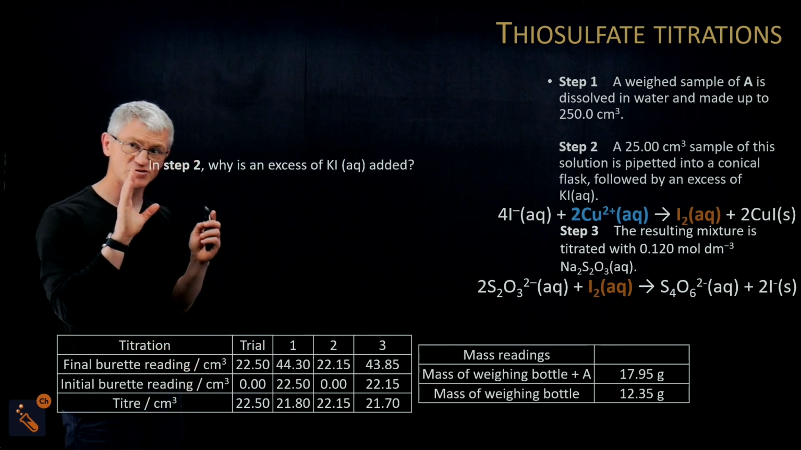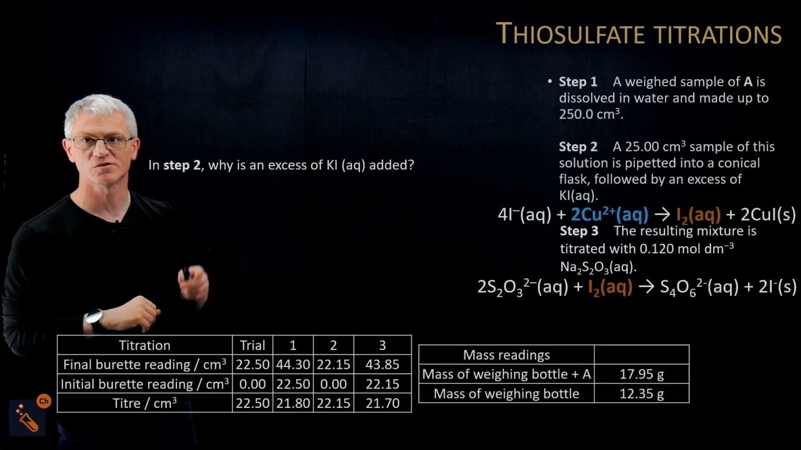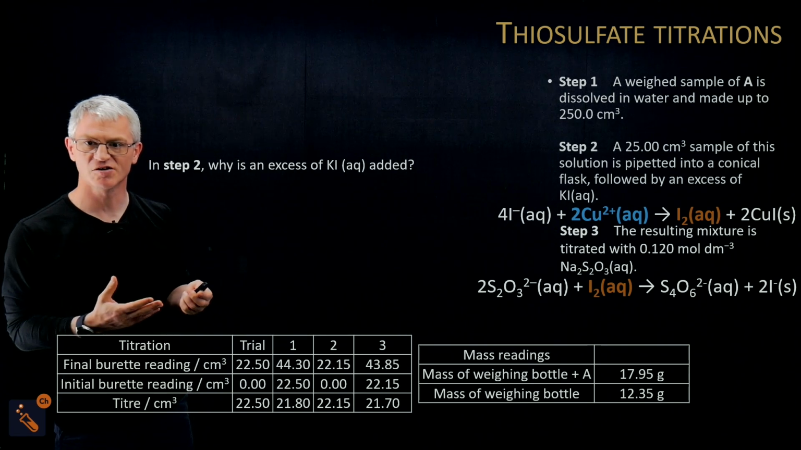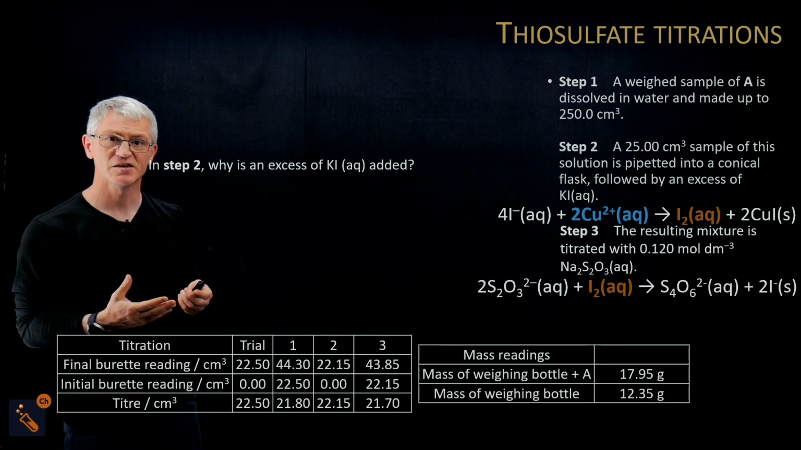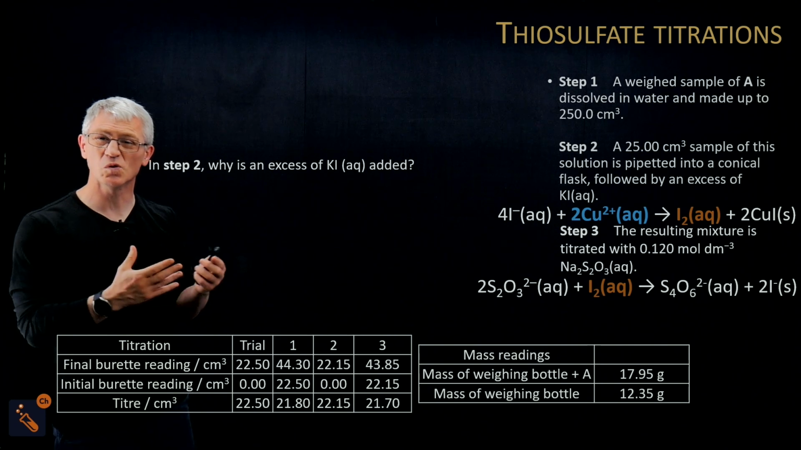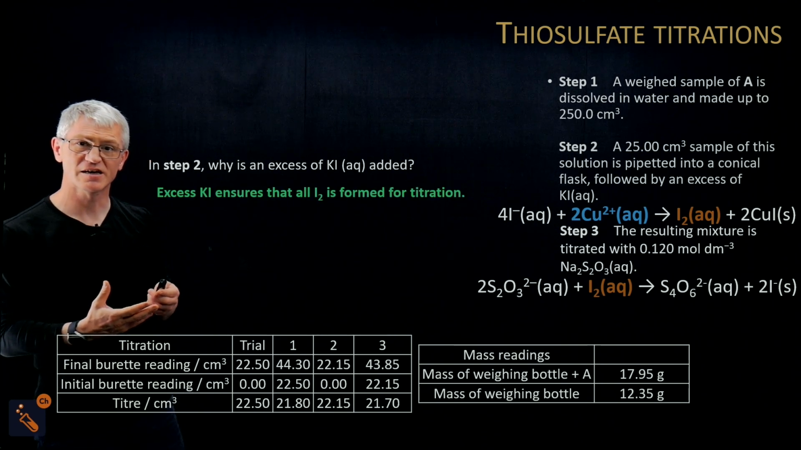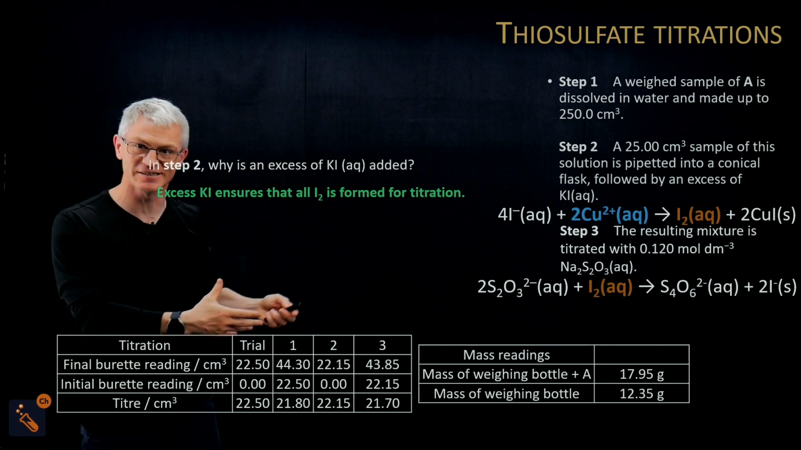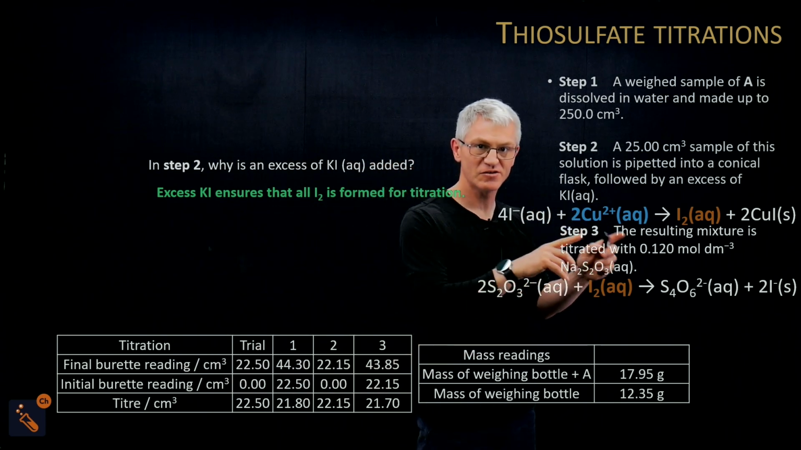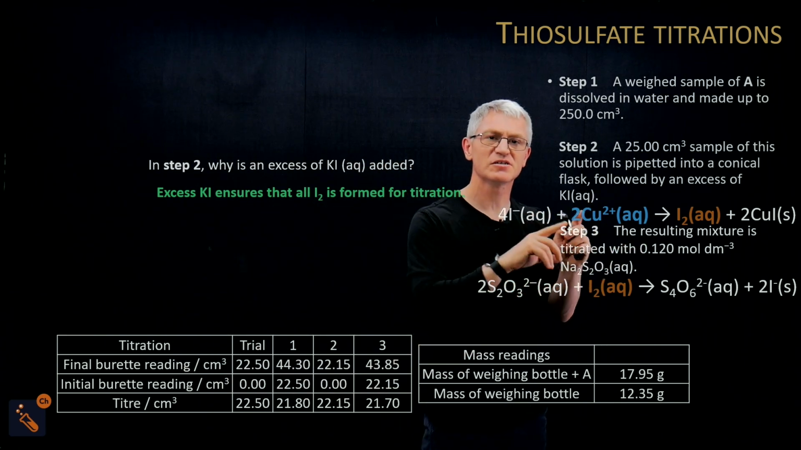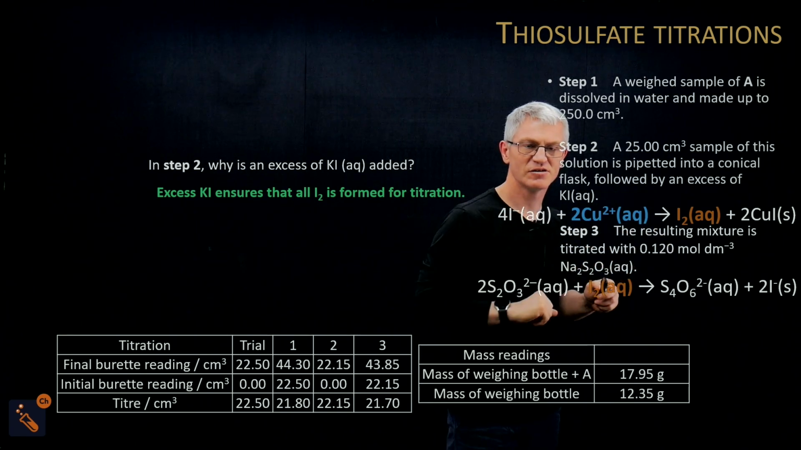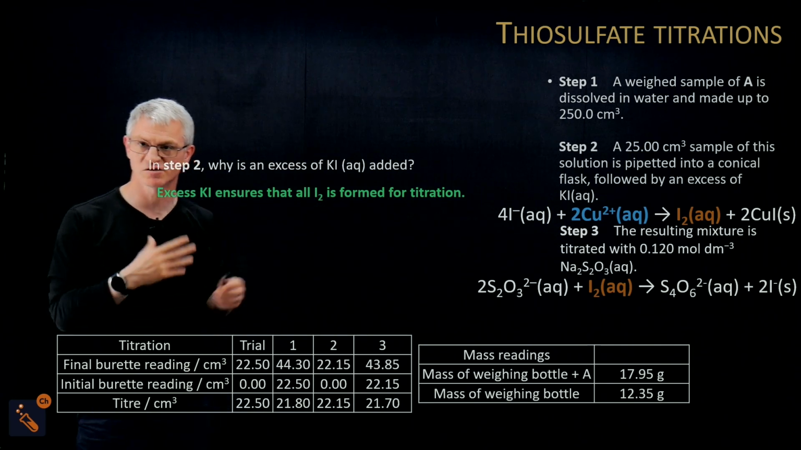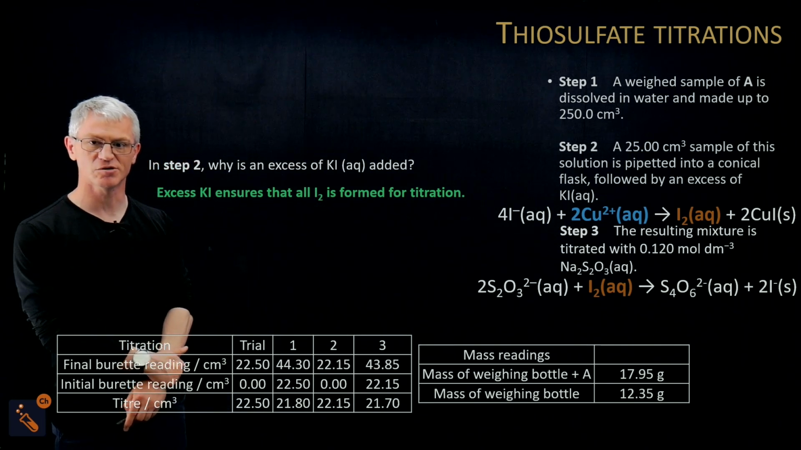So before we do that, let's do a question that was an actual exam question. In step 2, why is an excess of potassium iodide added? So you add an excess of potassium iodide. That means all the copper is used up, and therefore all the iodine is formed. We have got copper here, so we want to ensure all of this is used up, and so this converts all of the iodide into iodine, and we get all the resulting iodine we need for the titration. So everything is converted, and that's why we do it.